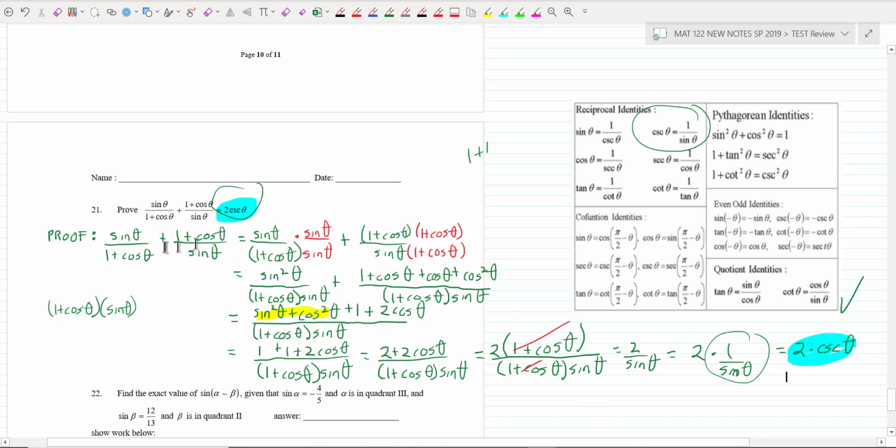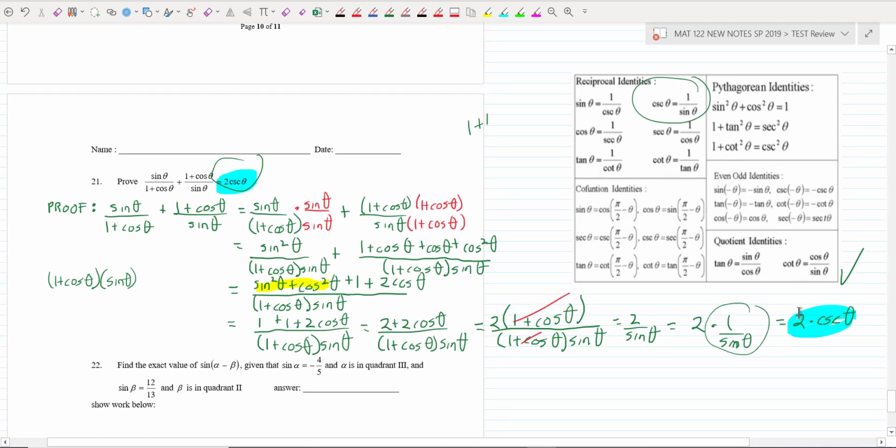So there's your proof. Nice flow. Step by step, equal signs, never losing those equal signs. Just doing things step by step until the other side pops out. That's the way your proofs need to look. It's real important. Okay, all right.